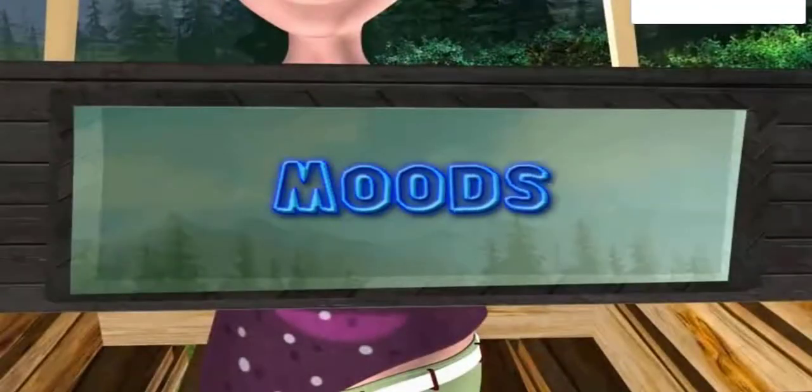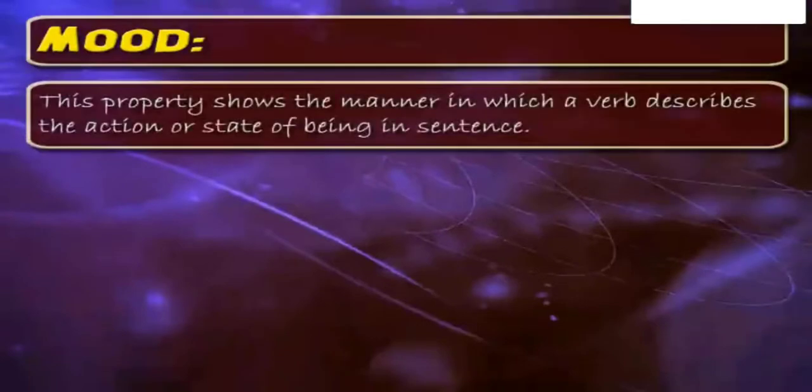Moods. Let us now understand a very important aspect of verb, moods. By definition, the property that shows the manner in which a verb describes the action or state of being in a sentence is called mood. So the form of the verb that shows the mode or manner in which a thought is expressed is called as mood.